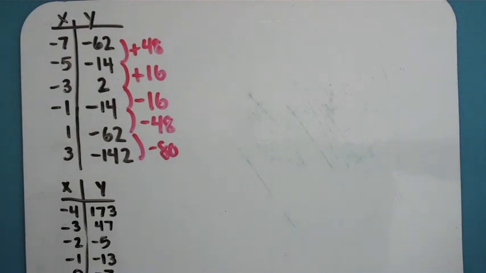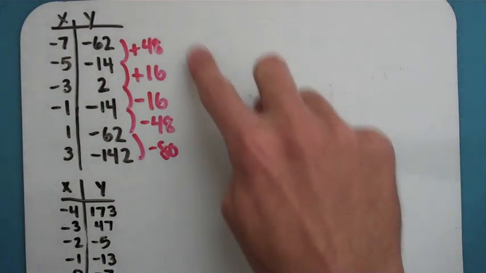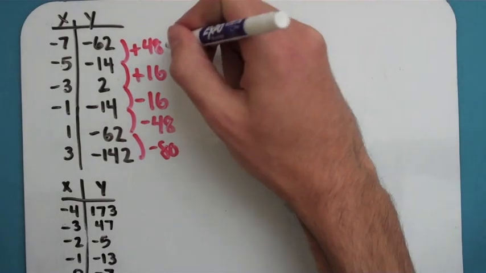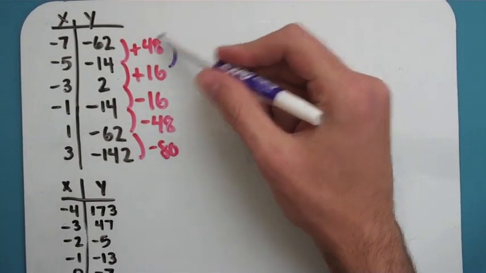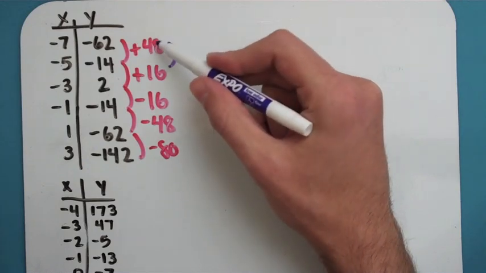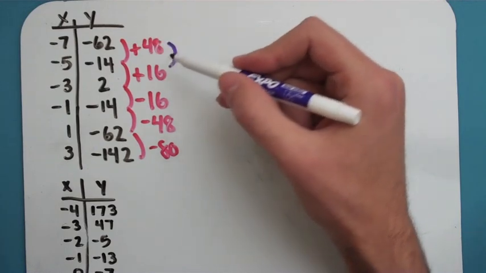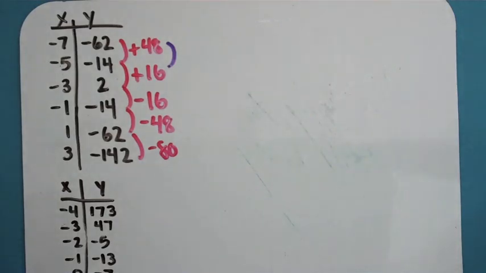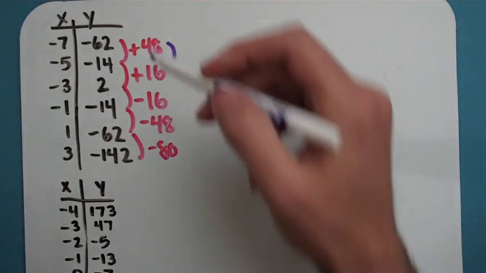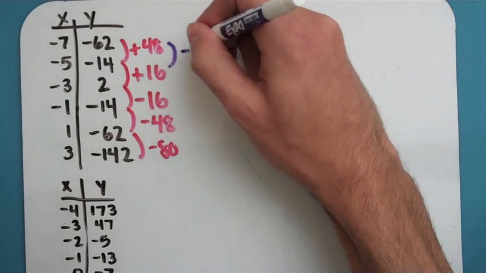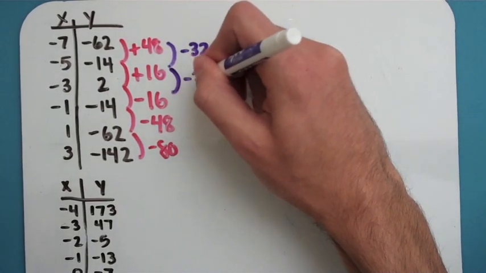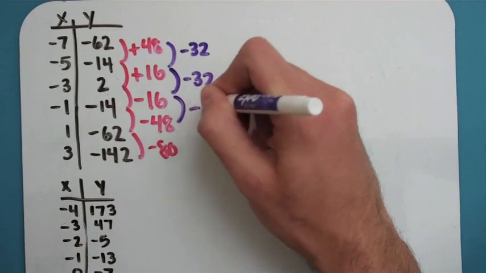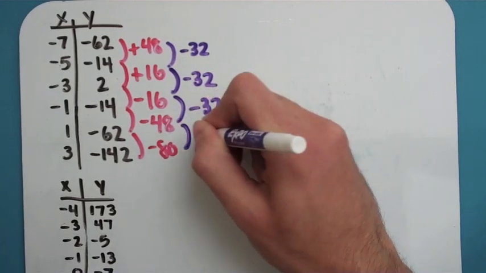What we're going to do now is actually take these red numbers, and we're going to do the finite difference process on the red numbers. So if it doesn't match, you just do it again. This is my second try now, and I'm going to do it on the red numbers here. So to go from 48 to 16, again, I can just do 16 minus 48. I'm going down 32. To go from 16 to negative 16, I go down 32, down 32, down 32.